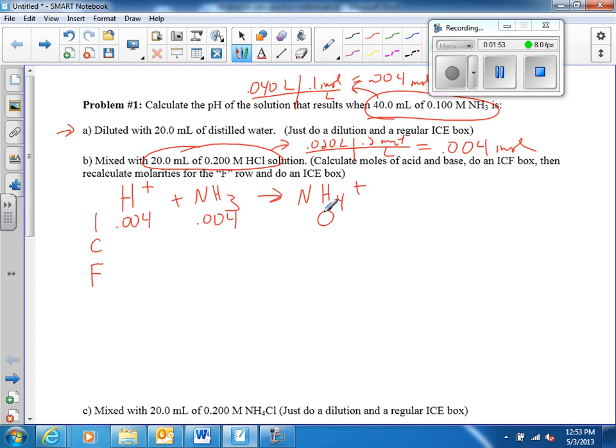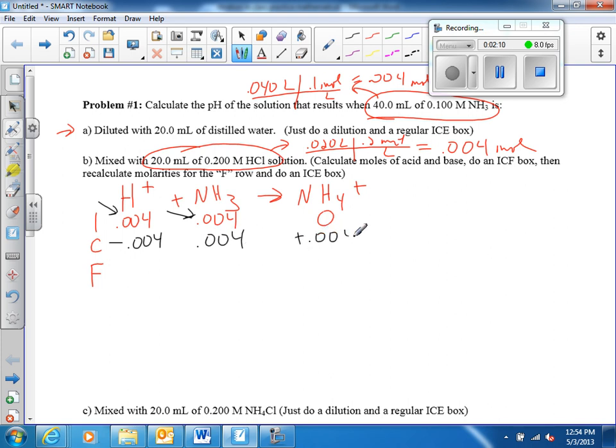On our change row, we're looking for a limiting reactant. When we look at these two species, we see we have the same amount, so neither is limiting. They're both going to go down by 0.004. And that means the NH4+ is going to go up by 0.004. And at the end, we have no H+, we have no ammonia, we have only NH4+.